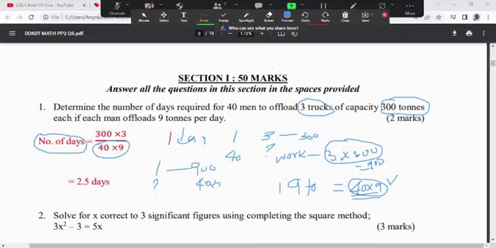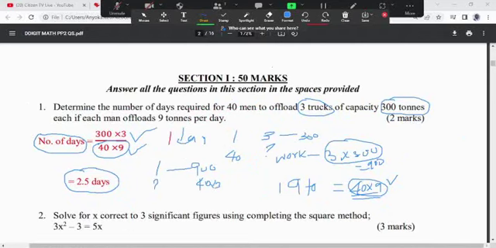That is 600. So if we work out 300 times 9, the total work to be done, over 40 times 9, work done in one day, we get 2.5 days. So 2.5 days comes from the total work done. The question is not much, it's quite direct. That's why it has the 2 marks.